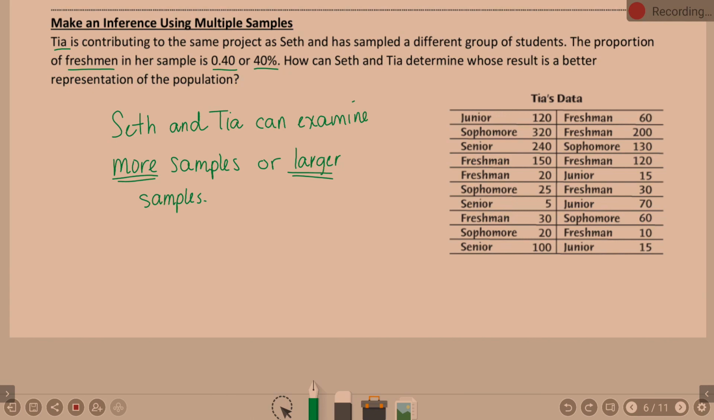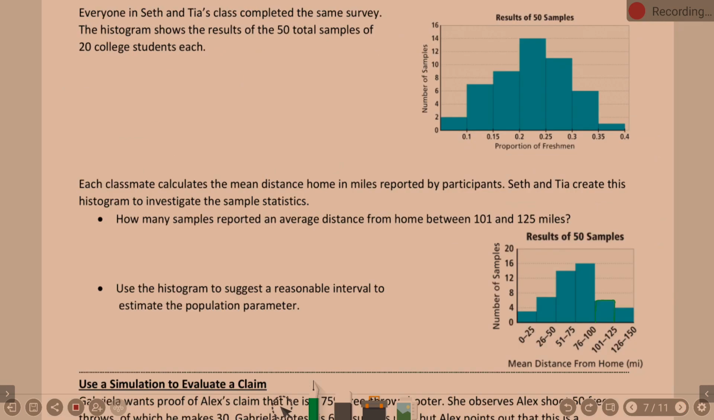As we look at the next page, we find out that everyone in Seth and Tia's class completed the same survey. And we are given a histogram of results. This histogram shows the results of the 50 total samples of 20 college students each. So it's not just Seth and Tia that did this. It's Seth and Tia and 48 other classmates. What we're looking at here is the result of 50 people doing the same survey.